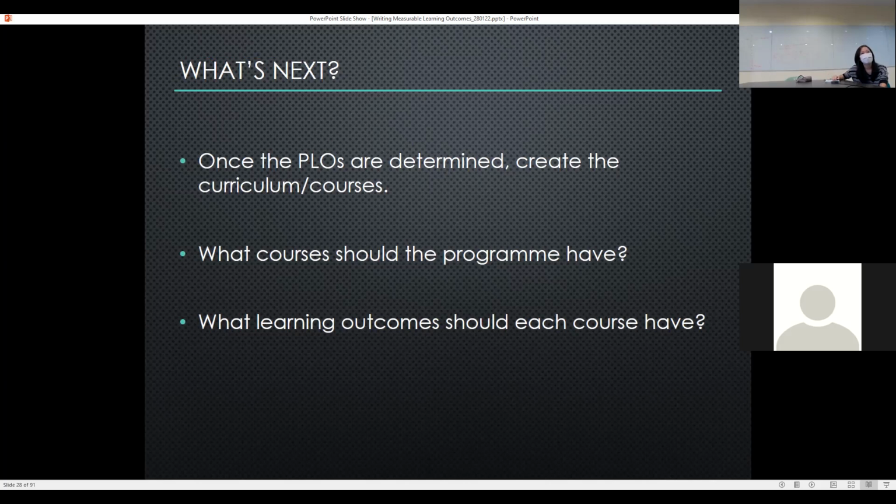Okay, and that's something that we are going to look at when we come back from our break. The learning outcomes, how to write them, and make sure that they actually can support your PLO and eventually your PEO as well.